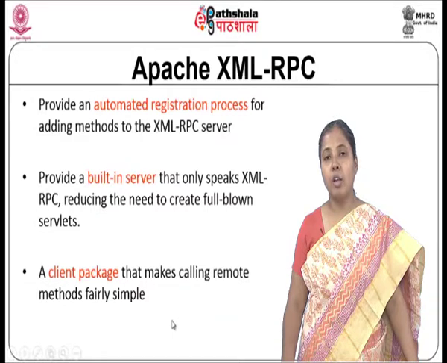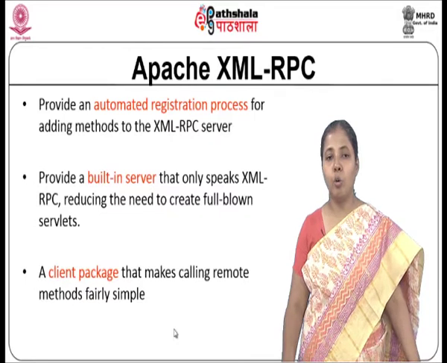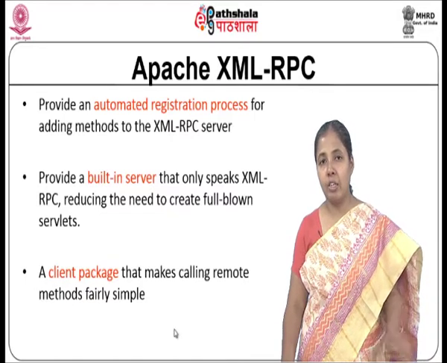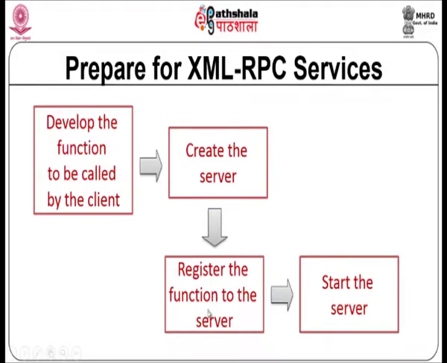And another thing we have to do is write a client program that would make a call to the remote methods. That is also fairly simple. So, to prepare for this XML RPC service, there are 4 steps we have to do. The first step, we have to develop the function that is going to be used by the client. So, the remote function, or the remote procedure as we call it here, that is going to be used by the client is developed first, and then we have to create the server, register the function to the server and start the server. Now, we will have a client application that would make use of this remote procedure.